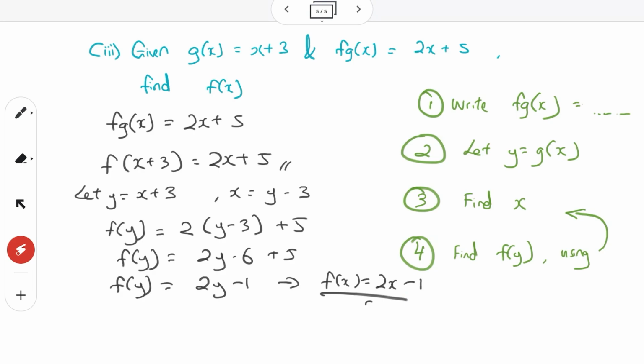And that's all. So once you can solve all these 3 questions, you are set for composite functions and nothing can stop you.